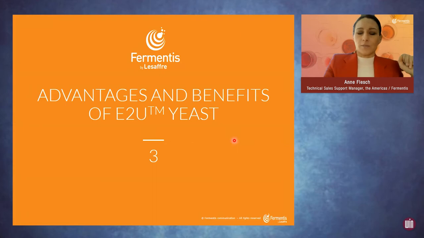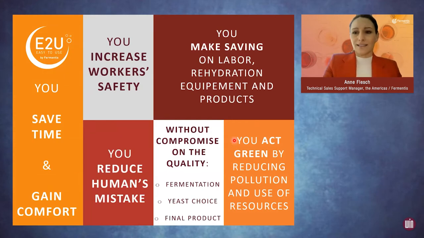So what are the different advantages or benefits of easy-to-use yeast? Well, there are multiple. Some are obvious. If you choose to direct pitch or simplify rehydration, you're going to save time, and you're going to gain comfort. Workers overall are going to gain comfort and safety. They have less inhalation of products overall, but also just carrying less liquid, and all of these things make work easier at the winery. You reduce human mistakes. You won't forget yeast preparation in a corner anymore. You are also making economical savings on labor, on different types of products, rehydration products, rehydration equipment, and chemicals and things like that.